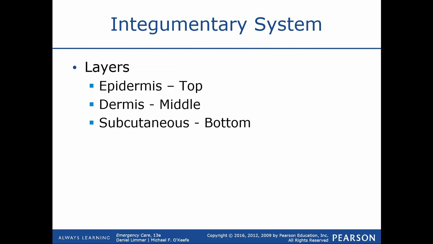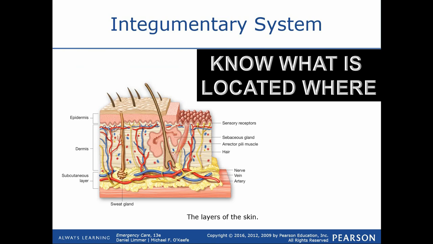There are 3 different layers of the integumentary system. You've got here your epidermis, dermis, and subcutaneous layers. The epidermis layer is a layer that we can see as we look at our skin. It is primarily made up of dead skin cells.